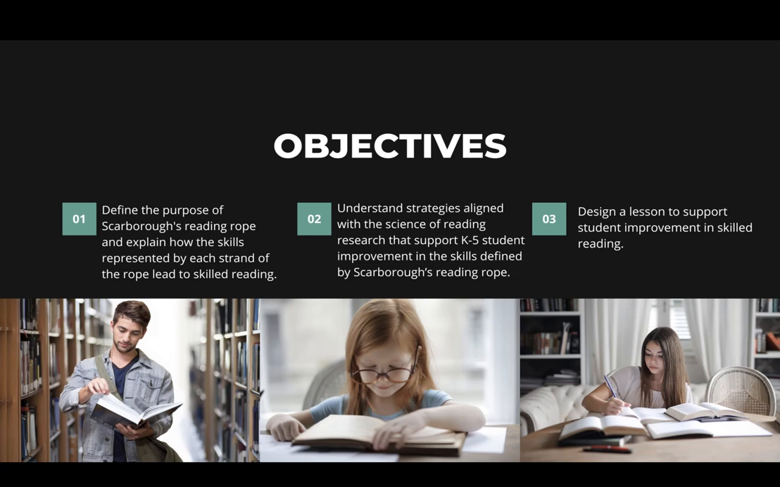We have three main objectives for this presentation today. First is to define the purpose of Scarborough's reading rope and explain how the skills represented by each strand of the rope lead to skilled reading. Throughout this presentation, we will give you strategies that are aligned with the science of reading research that support K-5 student improvement in the skills defined by Scarborough's reading rope. Lastly, we hope that at the end, you can design a lesson to support student improvement in skilled reading through the strategies you've seen here.